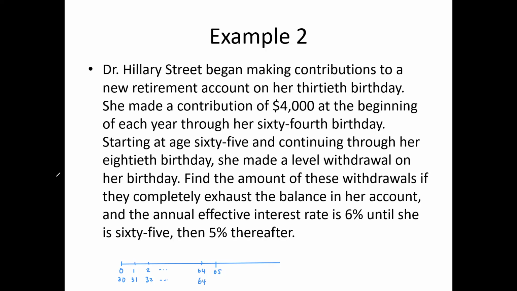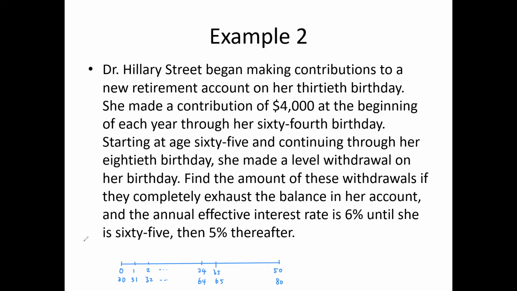Sorry, actually it's not 64, it's 34. That's 64 minus 30. And then you have 35, which is 65. And then we have the 80th birthday, which is 50 here. All right, so that's the time axis, where n ends. Here are the years, the birthdays.